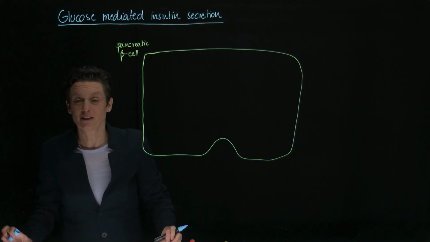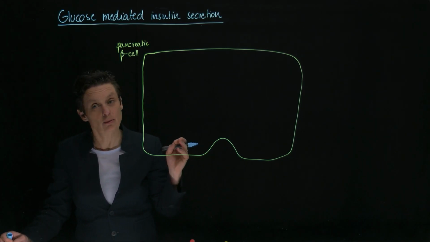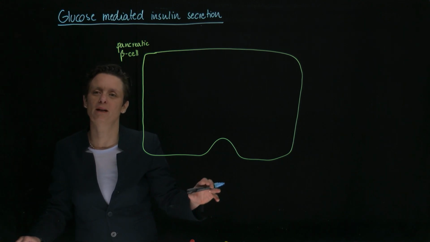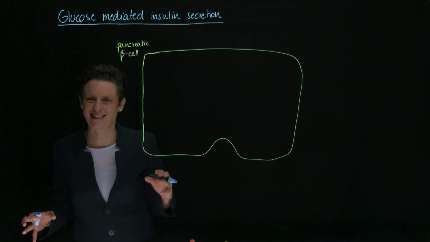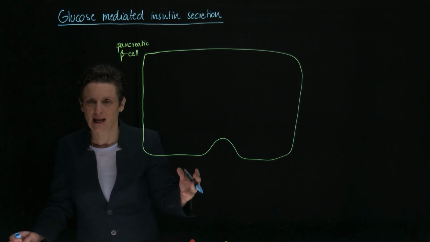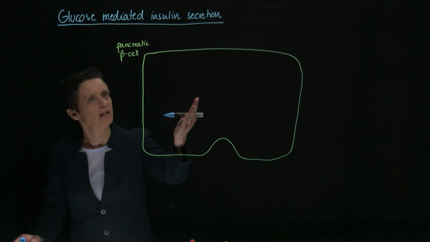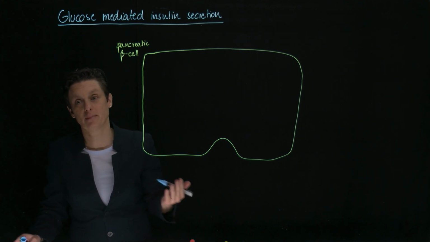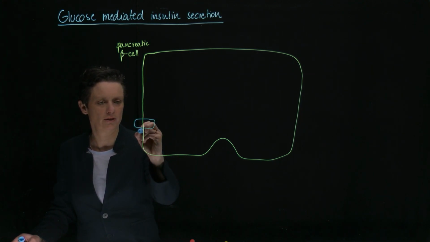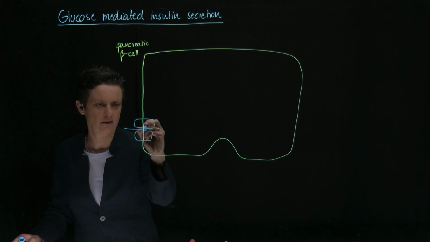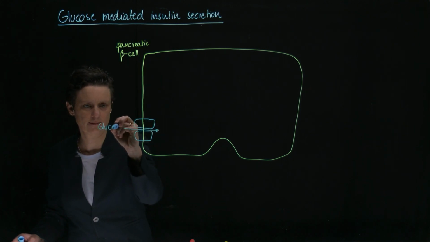So let's look next at glucose-mediated insulin secretion. Before we get into the mechanism of action of all these drugs, we want to understand how our body senses glucose levels and then releases insulin. So here's our pancreatic beta cell that makes the insulin. And we have these glucose transporters here. They take up glucose, so they sense glucose.